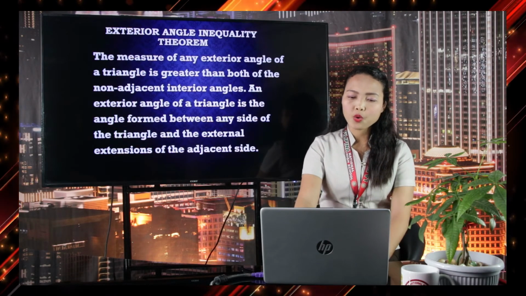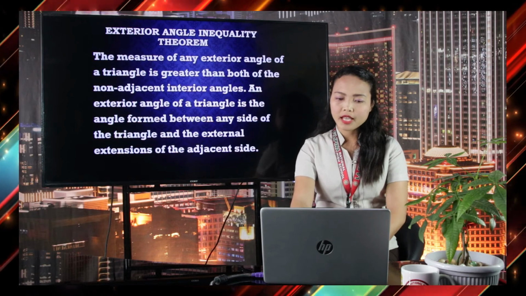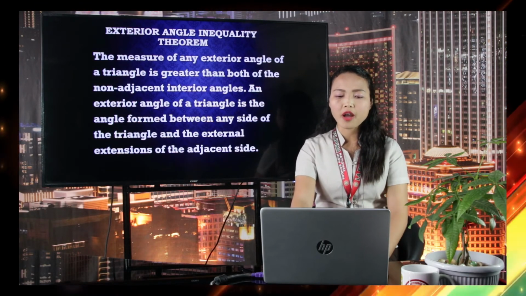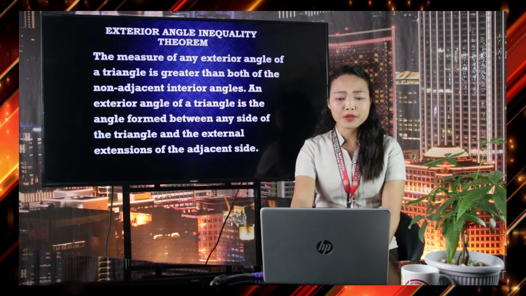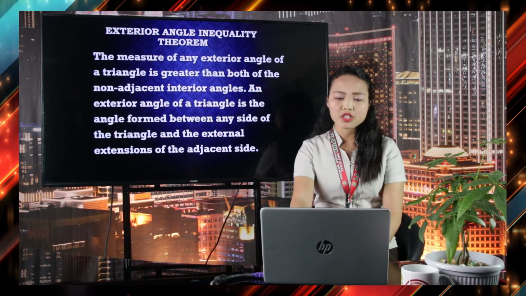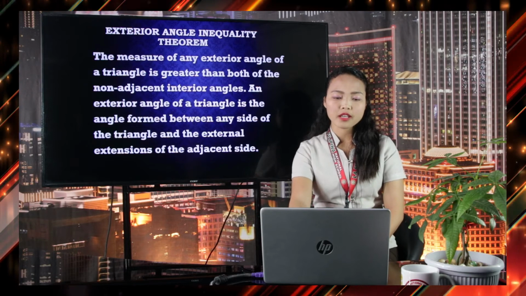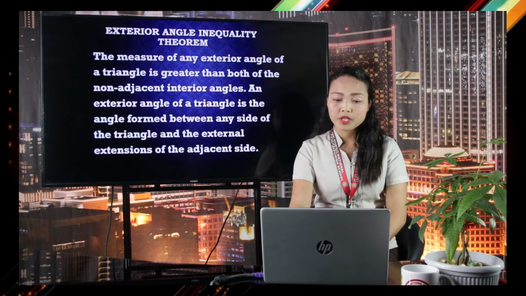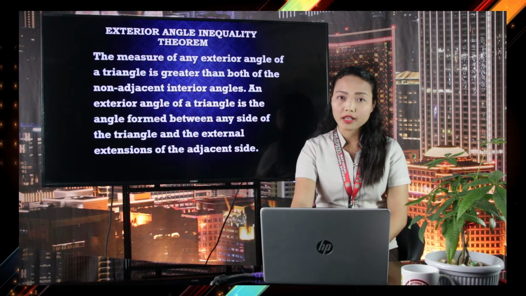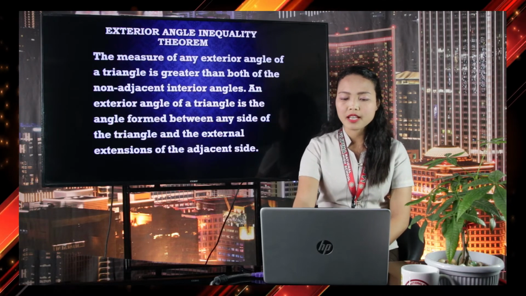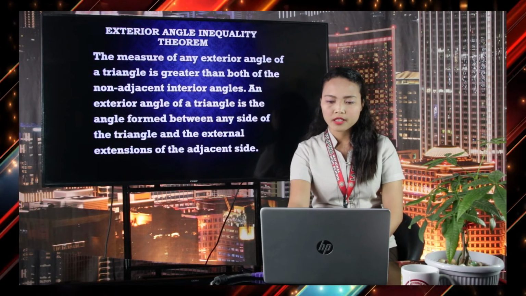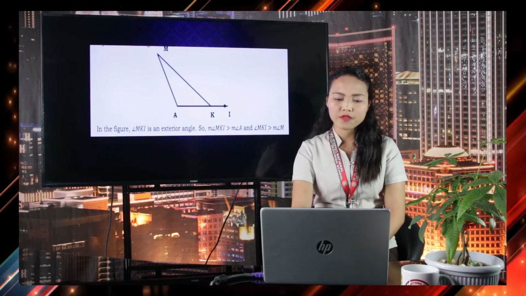Exterior angle inequality theorem. It states that the measure of an exterior angle of a triangle is greater than both of the non-adjacent interior angles. An exterior angle of a triangle is the angle formed between any side of the triangle and the external extensions of the adjacent side. Okay, suppose we're given the figure.